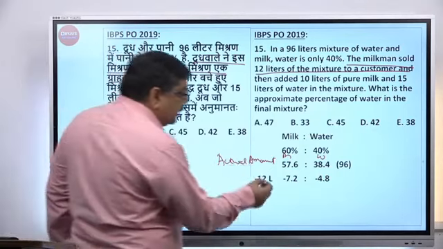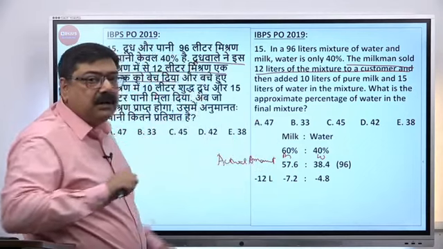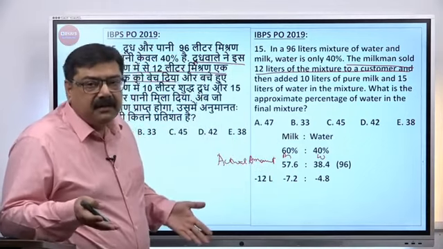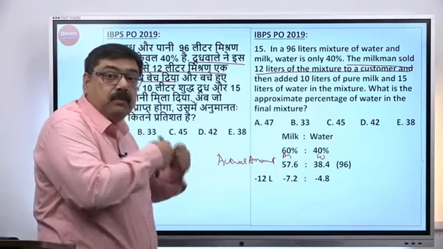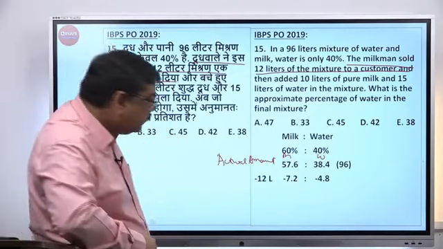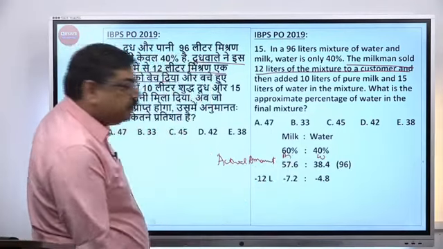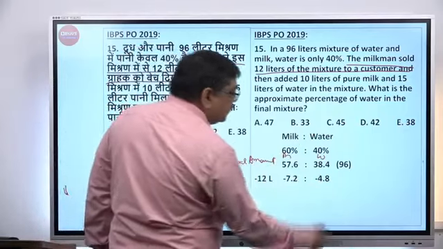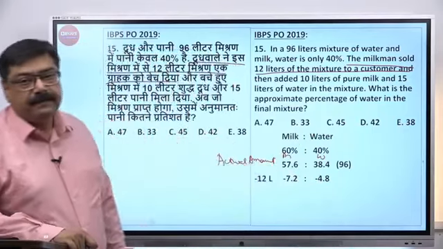So he has taken out 12 liters. Whatever he has taken out, the milk and water still stay in the same ratio, 60% is to 40%. It's not that he will take out pure milk and leave the water aside. It cannot happen like that, and he will not do that also. So 12 times 6 are 72, so 7.2. 12 times 4 are 48, so 4.8. He's taken this out, so I'm reducing these values.